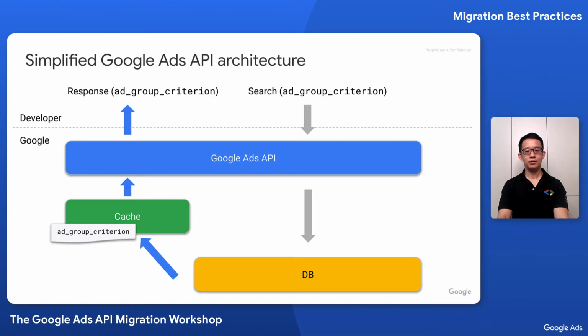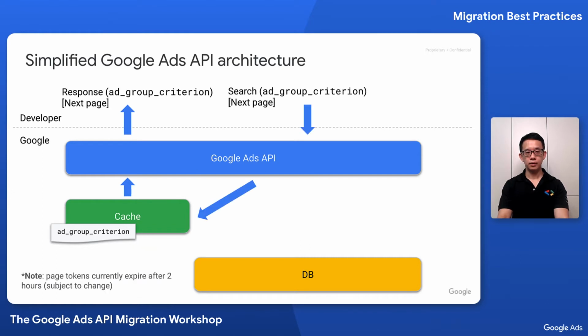Let's take a look at the simplified Google Ads API architecture related to search. When you issue a search request to the Google Ads API, it will fetch the result from the database for you and will store the result at the cache layer. After that, it will return the result to you. For subsequent pages, when you issue a search request with the next page token, it will go directly to the cache layer without going through the database again. So in this way, you will get the result faster.